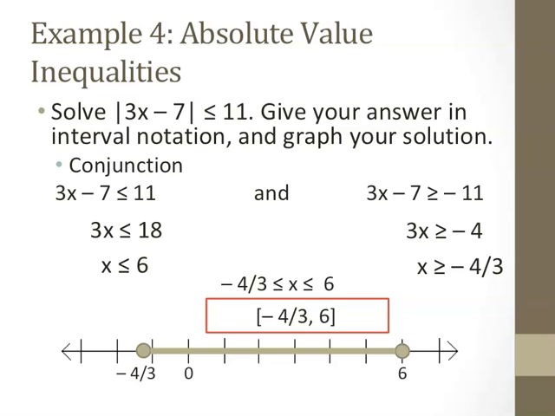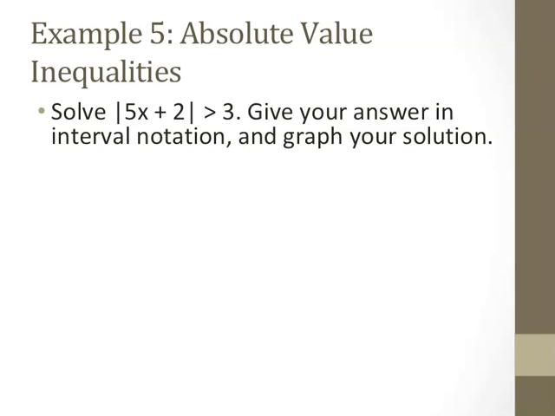Let's look at another example. The absolute value of 5x plus 2 is greater than 3. We'll take it apart the same way, but notice in this case we have a greater than sign. This means that we are going to have a disjunction. So at the end we should have two separate sections of our number line that are colored in. So let's write our two separate inequalities. That would be 5x plus 2 is greater than 3, or 5x plus 2 is less than negative 3.